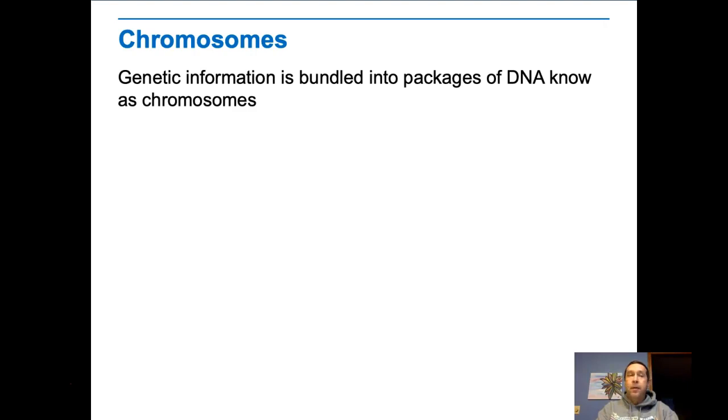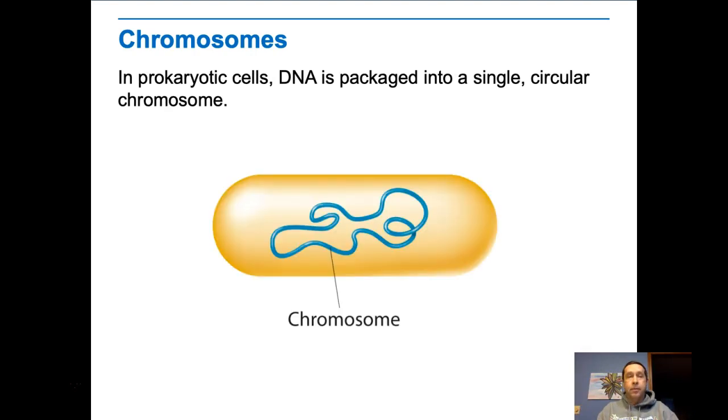But all of them contain genetic information in the form of DNA, along with some associated proteins that allow it to form chromosomes. In prokaryotes, the cell has a single circular chromosome, so when the cell replicates its DNA, it does it through something called rolling circle replication. It copies that one circular chromosome, and it does it pretty quickly.